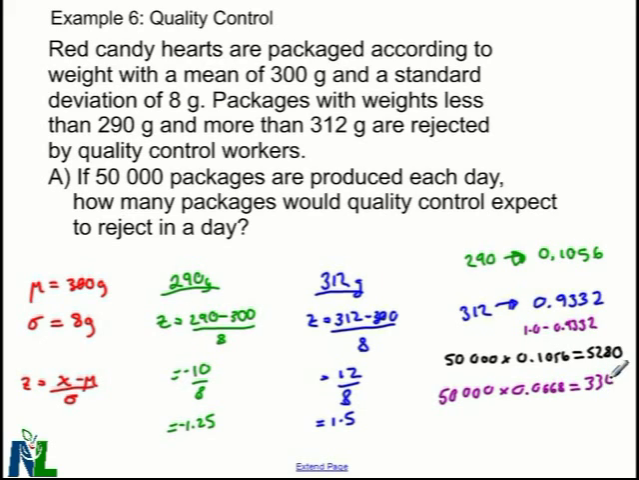So if I want to know how many packages are going to be rejected, I need to add up the amount that will be below on the lower bound and that will be above on the upper bound. So that'll give me a total which will be 8,620 packages of candy.